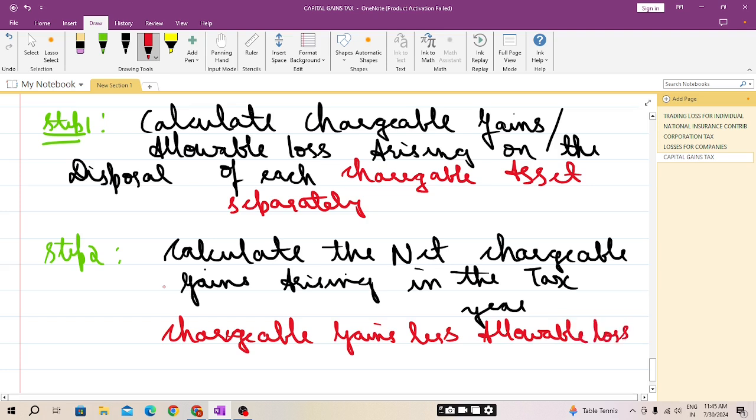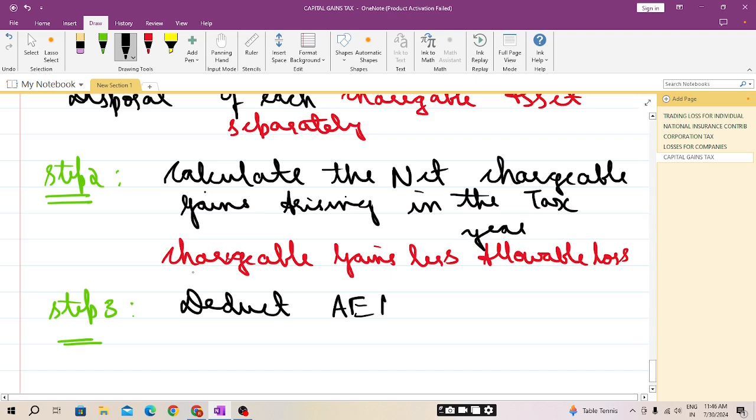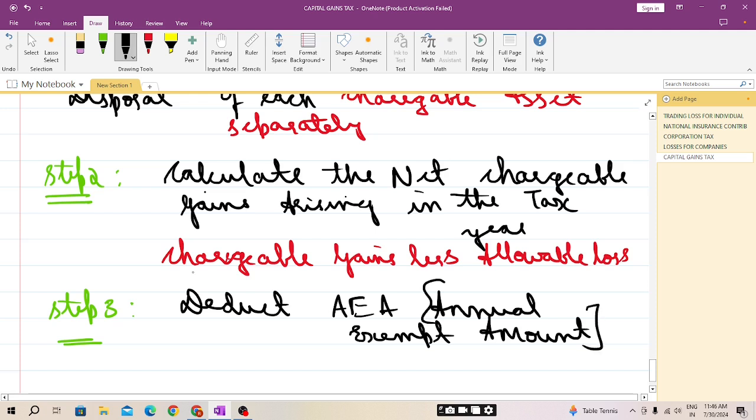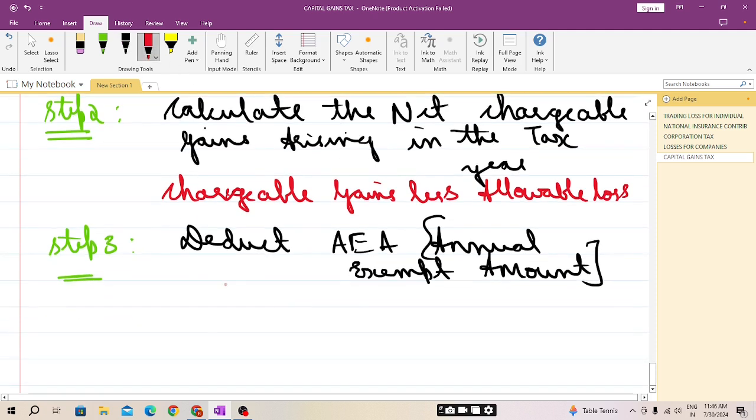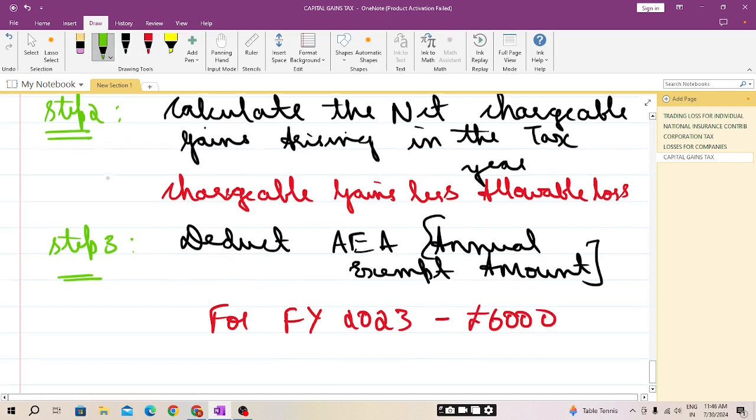Then the step number 3, students, is to deduct the annual exempt amount. This is an amount on which the CGT will not be calculated, same as a personal allowance. The annual exempt amount for FY 23 is, students, 6,000 pounds. We will be covering the 6,000 pounds.